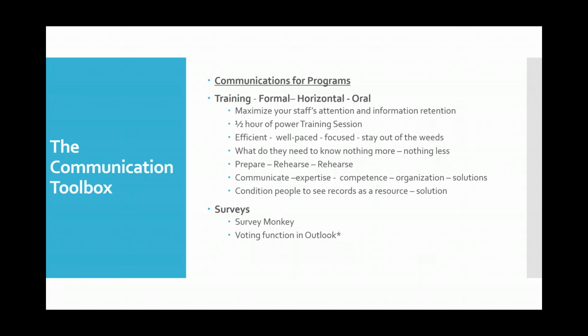So how do you not waste that? You make it short and sweet and action-packed and give them everything they need and nothing they don't. So we do a half-hour power training session for all staff. We keep it really efficient, well-paced, focused. You give them everything they need to know, nothing less. You demonstrate things that are possible. This is a great opportunity to show like, hey, there's a form that does this, or we're working towards this workflow that achieves this. It's a way to slip in all these little demonstrations of what's possible within the records management training.